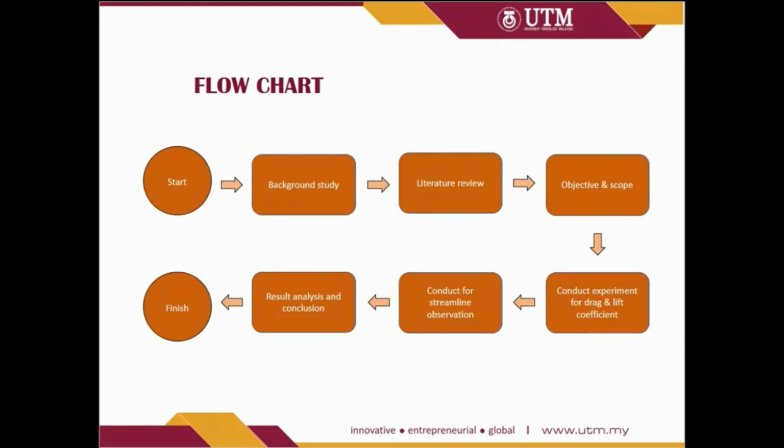This is the flow chart of my project. The figure shows the overall flow chart of completing my final year project. First, I updated my research by doing background study. Then I proceeded with updating my literature review. And then I determined my final objective and scope. Then I started my experiment using the water tunnel machine provided by the facilities. I conducted the experiment to determine the value of coefficient of drag and lift and also streamline observation. Then I finished collecting all the data and started the analysis and conclusion.